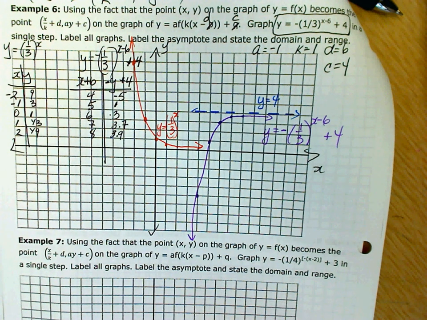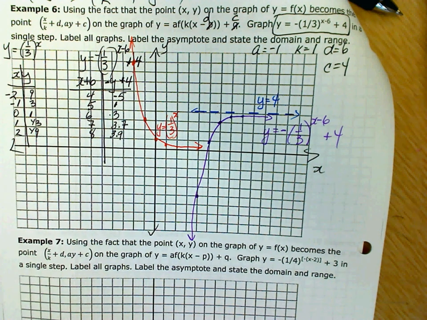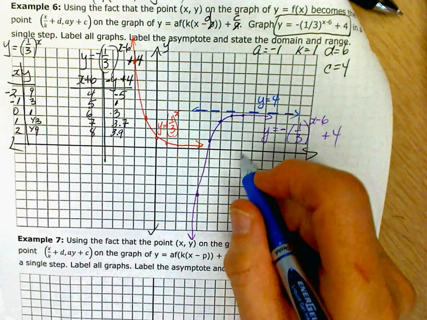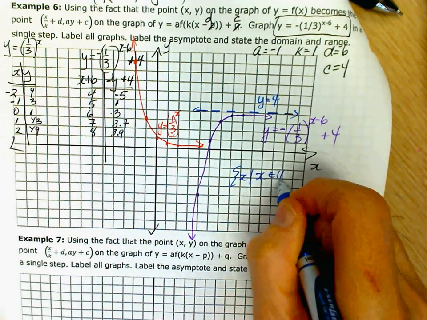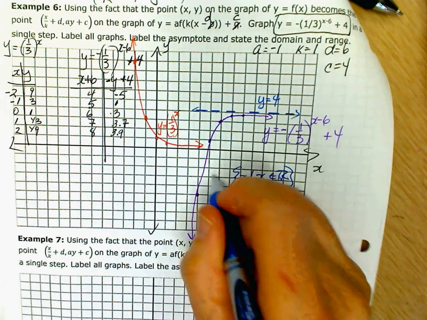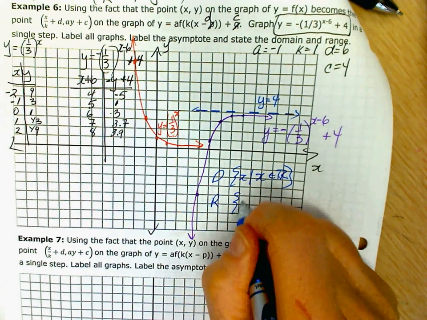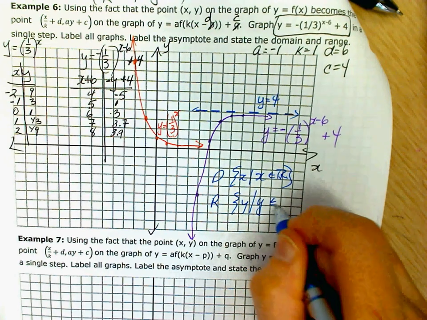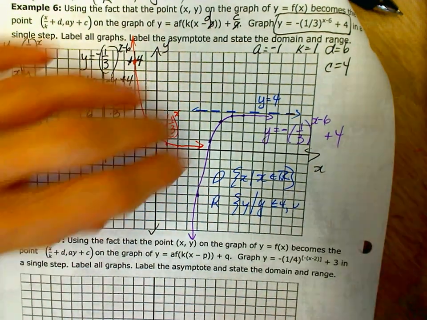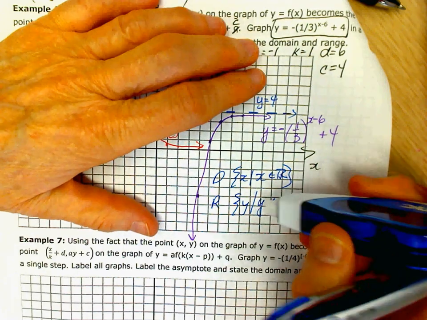And they say state the domain and range. Well, the domain is x can be anything. And our range is limited by our asymptote. Well, there I go with the equal sign there. It's less than 4, right? We have to make sure it doesn't touch 4. Y is less than 4.